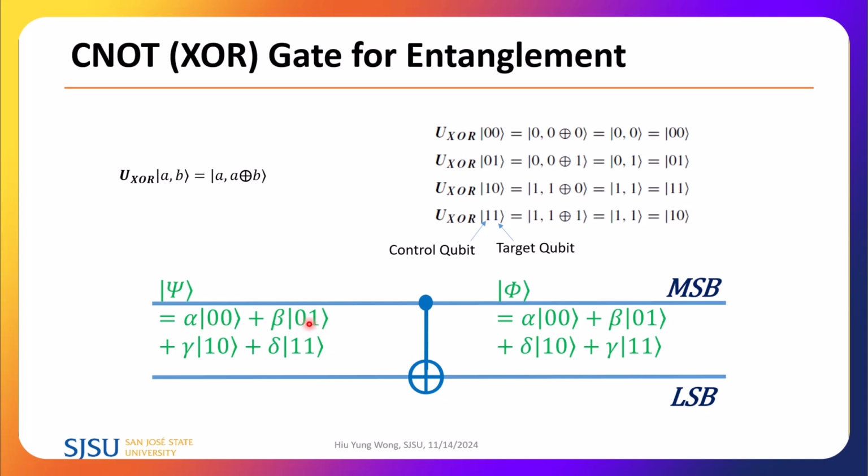So 0,0 and 0,1 won't change because the control qubit is 0. But for the next two, because the first qubit is 1, it's going to change: 1,0 becomes 1,1. So that's why delta is here. This is just a coefficient, a complex number. So that is the control qubit, and we can use it to form entanglement, which we don't care about in this talk.